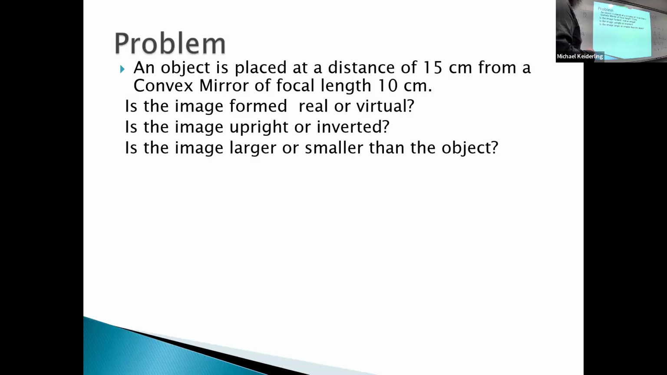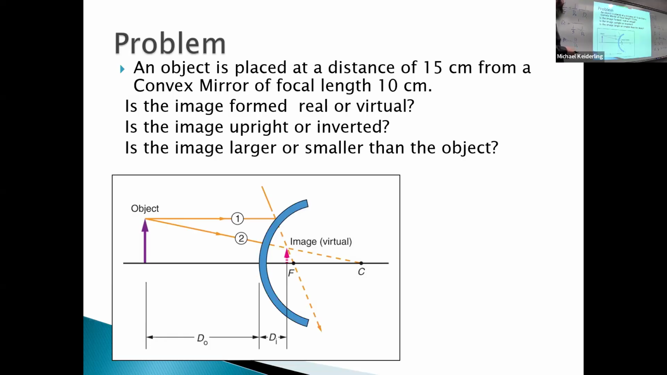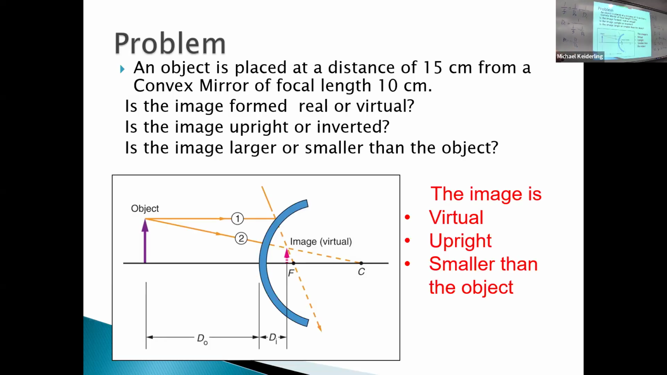So all images with convex mirrors will always give you an image that is virtual, upright, and smaller than the object. Doesn't matter where you are. You always get something virtual, upright, and smaller than the object.